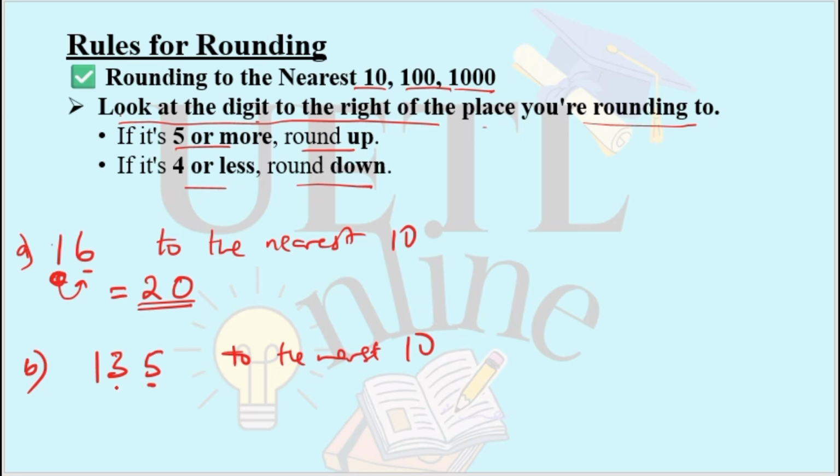Here you just have to look to the right. This one is 5 or more. This means that you are rounding up. So your answer becomes 140. So this is how you round it.